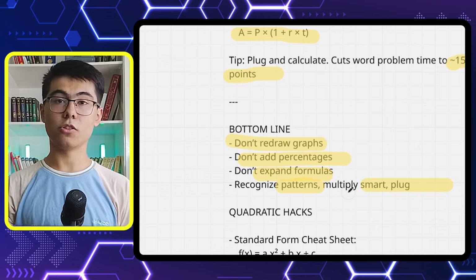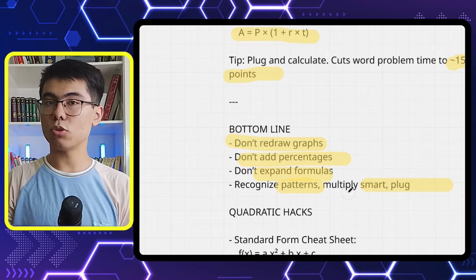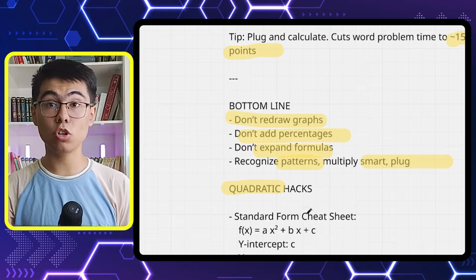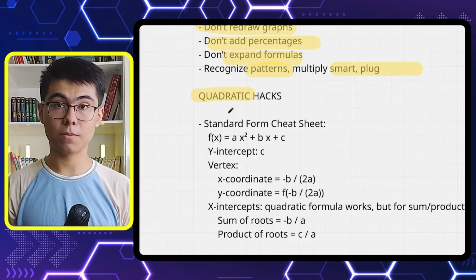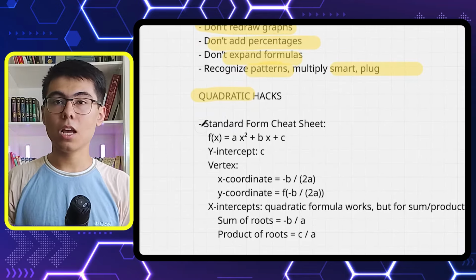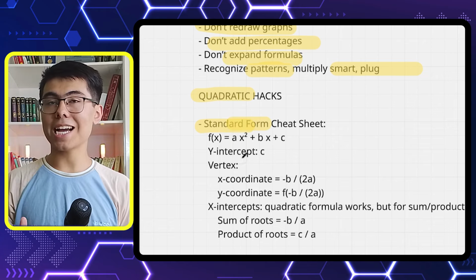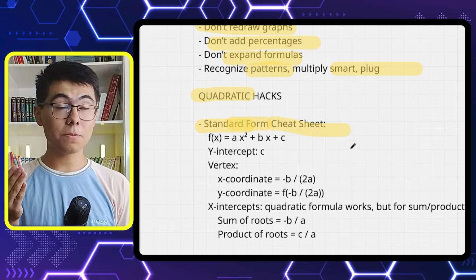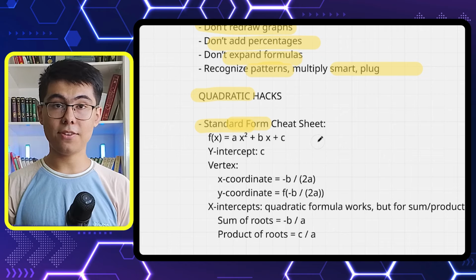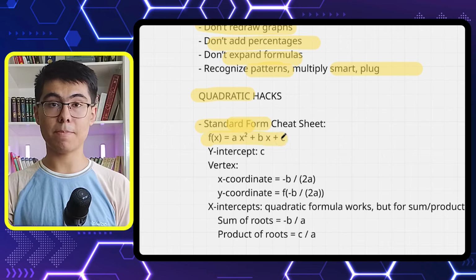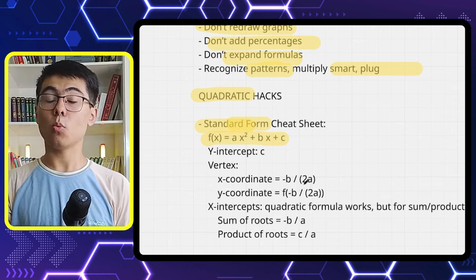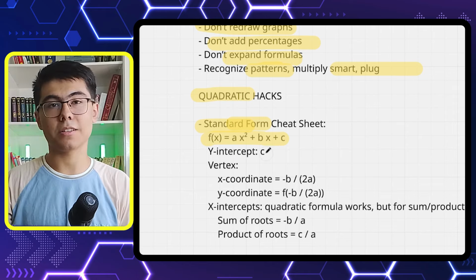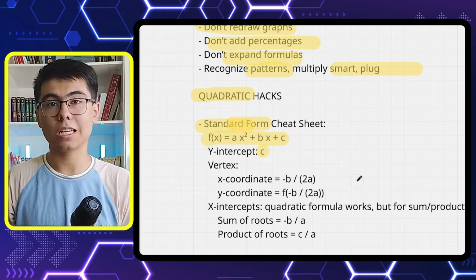So here's the truth nobody told you. Every quadratic in SAT land is screaming its secrets at you, only if you know where to look. Standard form isn't just an equation, it's actually a cheat sheet for students like you. f(x) equals ax^2 plus bx plus c. Y-intercept, easy, it's just c. No math, you can just read it.